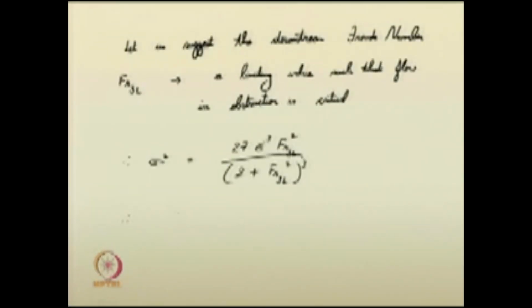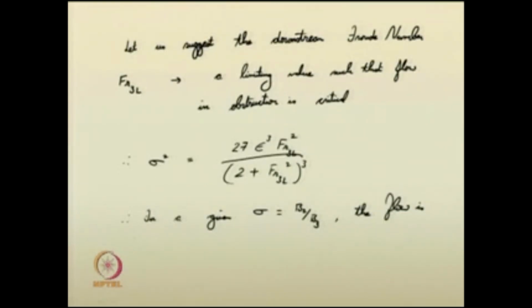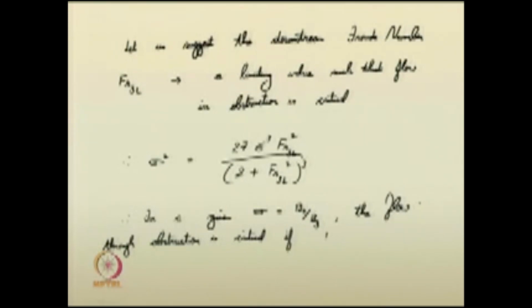So, therefore, for a given sigma, say B2 by B3, the flow through the obstruction is critical if the downstream Froude number is equal to this limiting Froude number. Fine, that is quite obvious, right?